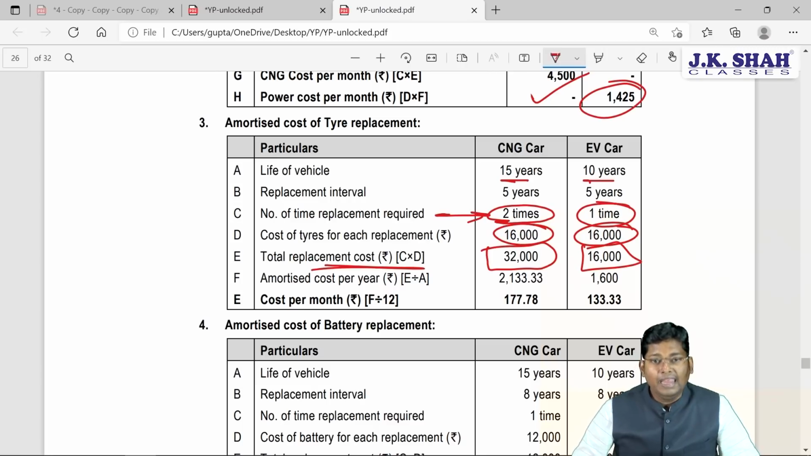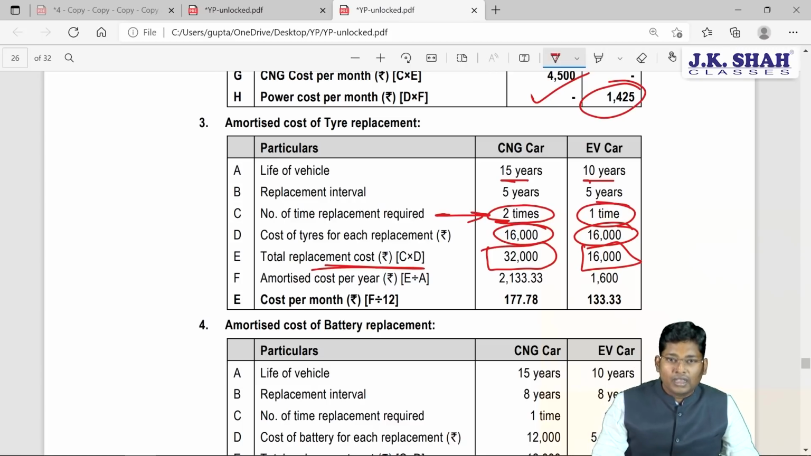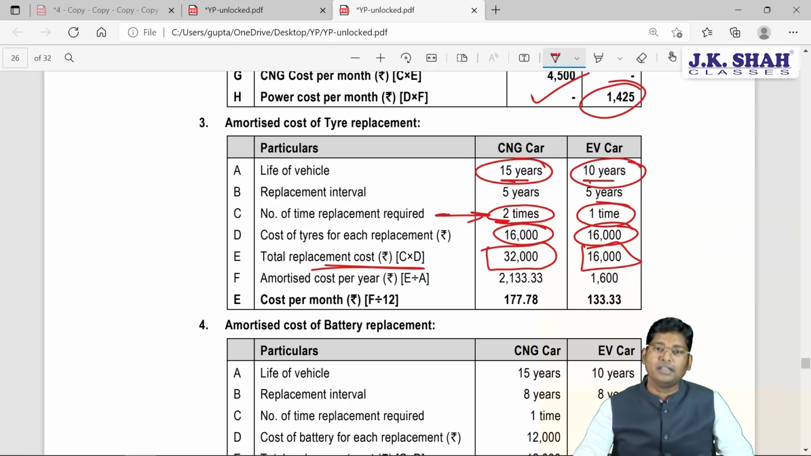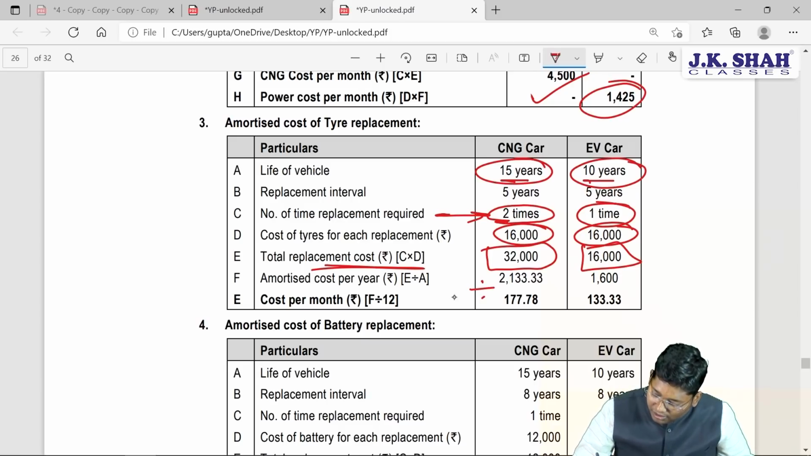If you are amortizing them, you should divide them by 12. Correct? No, first you should divide them by life. This is the entire life's cost. If you divide them by their life, then the lifetime charge is converted into the yearly charge, and when you divide the yearly charge by 12, you are going to get the respective monthly value.